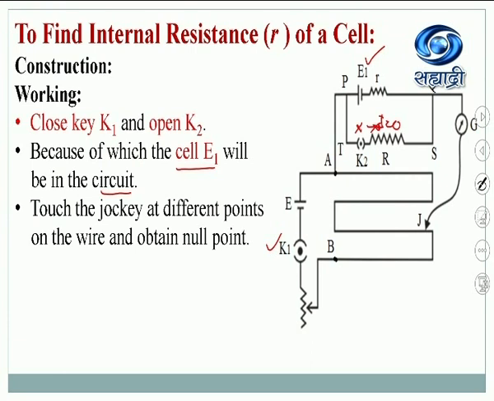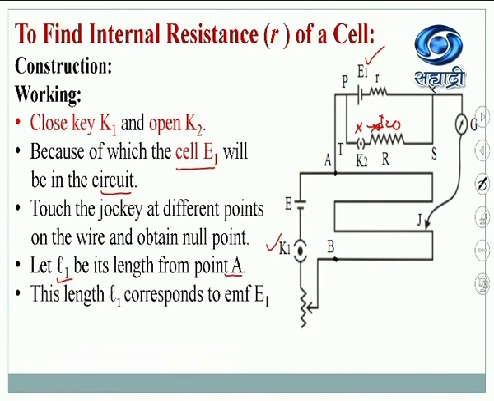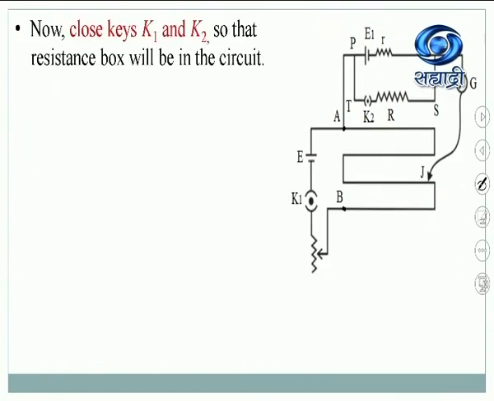Touch the jockey at different points on the wire and obtain the null point. The procedure is the same as before. Let L1 be its length from point A. Now E1 is in the circuit, L1 is the length, therefore this L1 corresponds to the EMF E1. So by the principle of potentiometer we get E1 proportional to L1. So that is one thing we got.